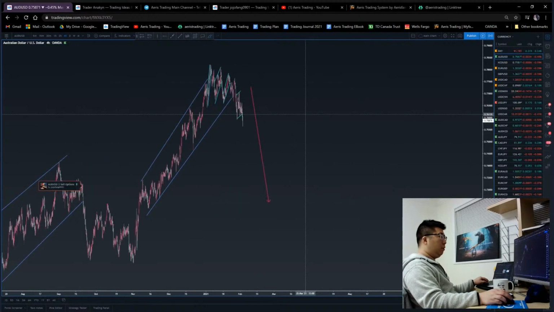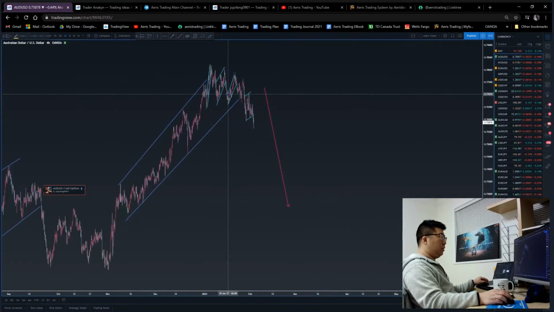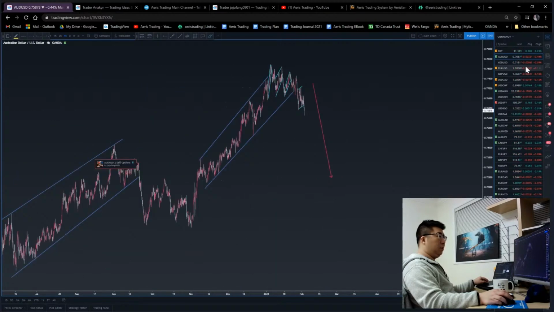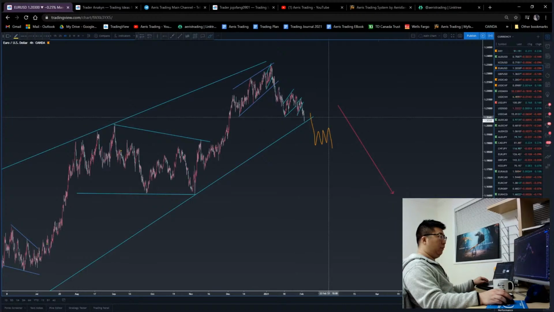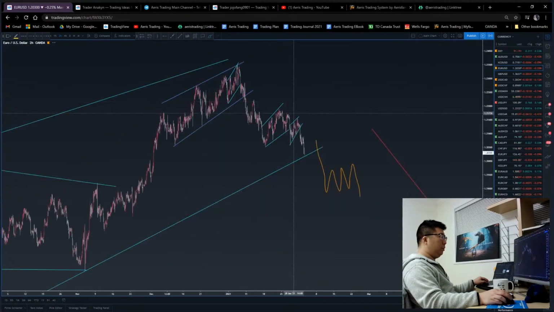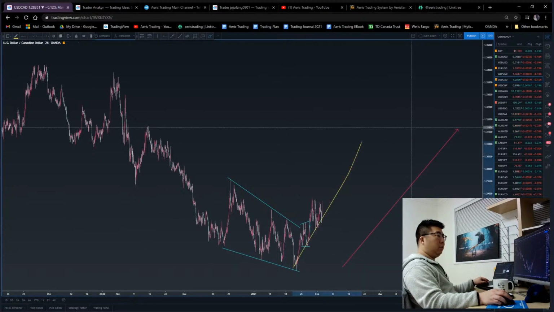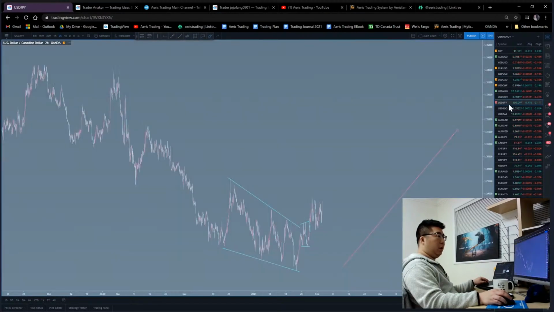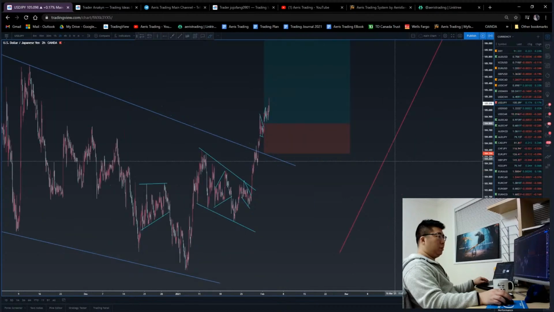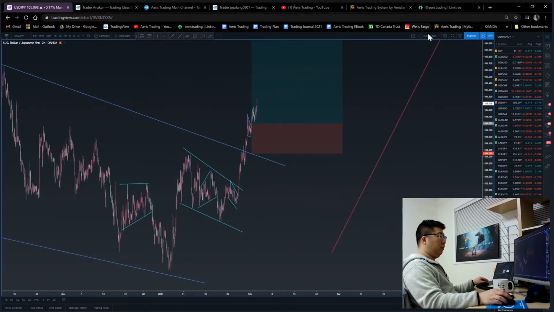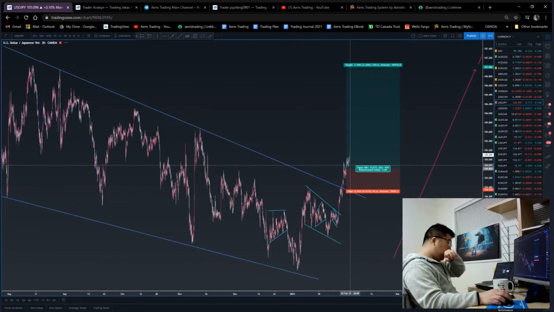So my favorite ones I pointed out already. Aussie dollar looks nice, right? Euro dollar is certainly one of my favorites to be looking for a sell. Dollar CAD is good. Dollar CAD is breaking out. Dollar yen I'm in, right? And most of the dollar pairs are going to look very, very clean for that continuation.